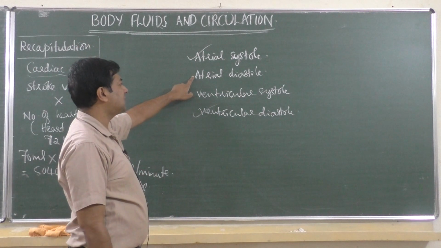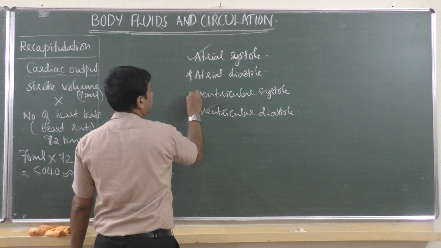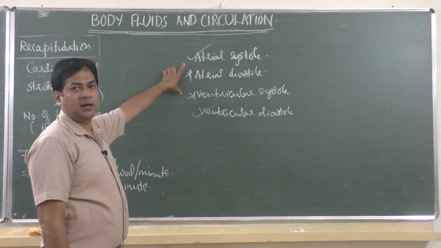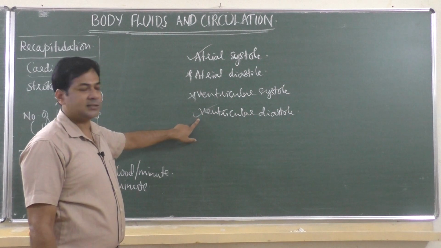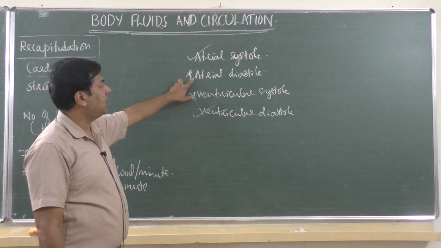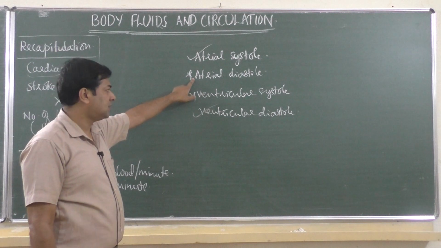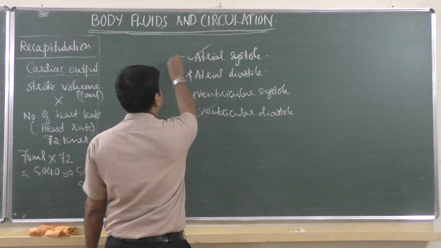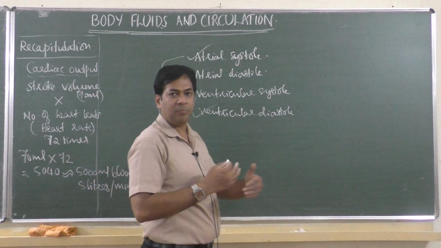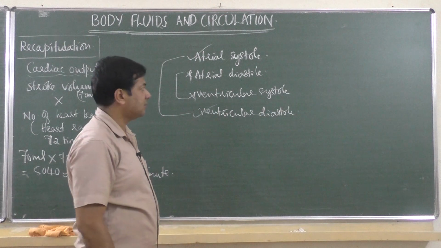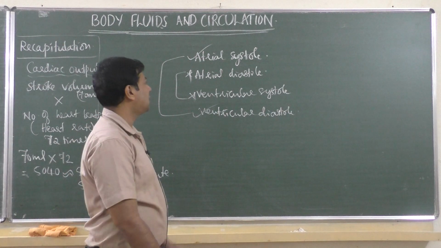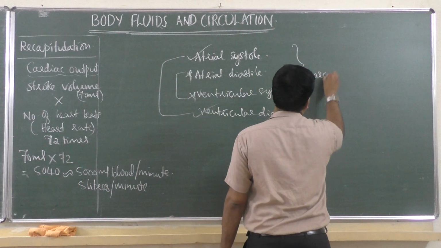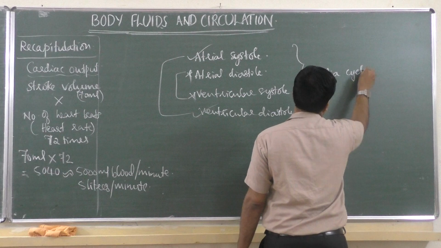Then when atrial diastole happens, the ventricles will have a systole, coinciding. That means when the atria undergo contraction, the ventricles relax. When the atria relax, the ventricles contract. These happen together, one after the other, and that is what causes the cardiac cycle. That is what we learnt in the last class. I am just doing a recap now.